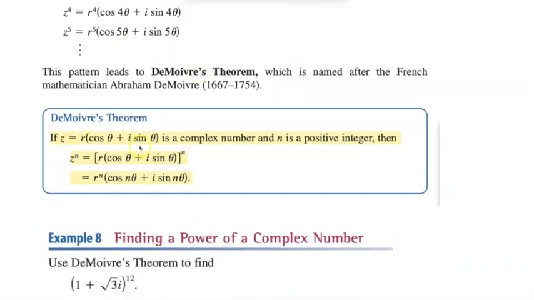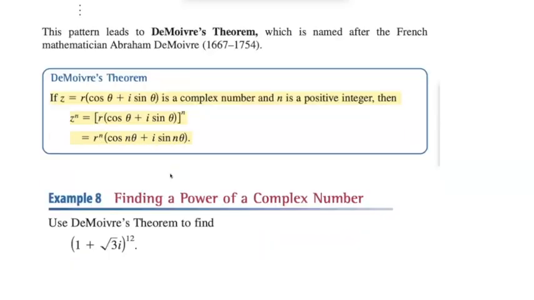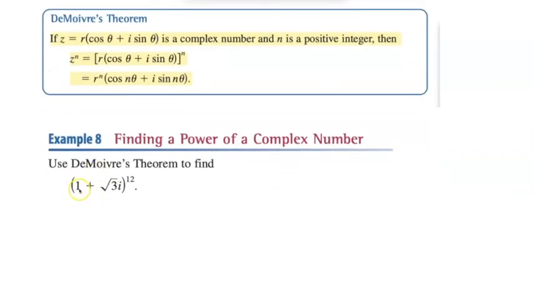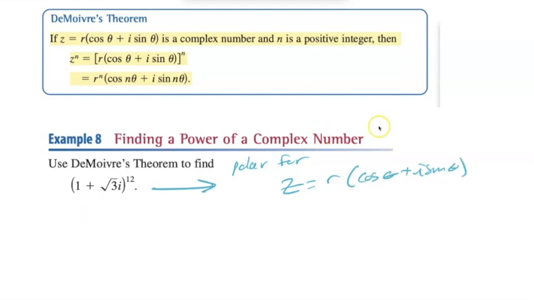If you have this in polar or trigonometric form and you want to take a power of it, z to the n, that power is going to go on the radius and it's going to be the multiple of the angle. So let's do an example. If I wanted to find 1 plus rad 3i to the 12th by hand, it'll take me forever. We don't want that. So what we're going to do is make this into polar, or trigonometric, form, because taking the power there is so much easier using DeMoivre's theorem.